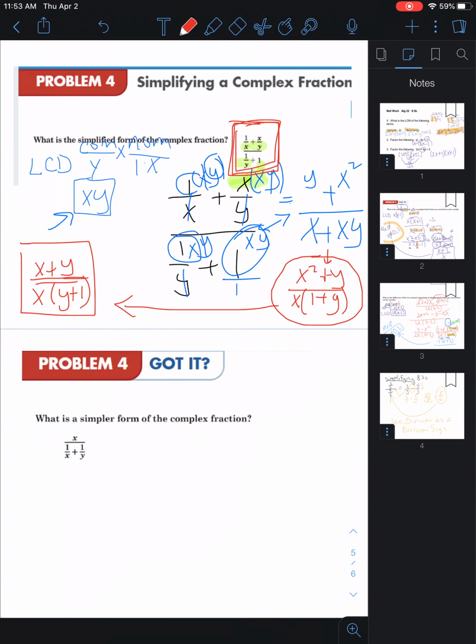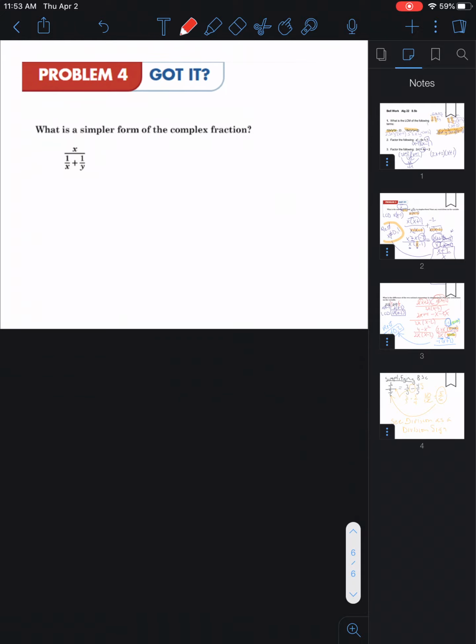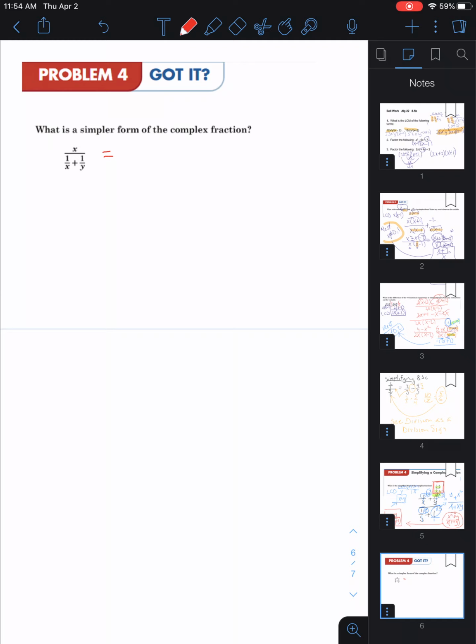Well, let's do the last example here. I'm going to do one more example down below. This is x over 1 over x plus 1 over y. And again, I'm going to write this a little larger, so this would be x over 1 over x plus 1 over y. And let's just use the same idea. Let's find that least common denominator. So we're going to look at our denominators, and if you're guessing ahead, I should say, that would be xy.